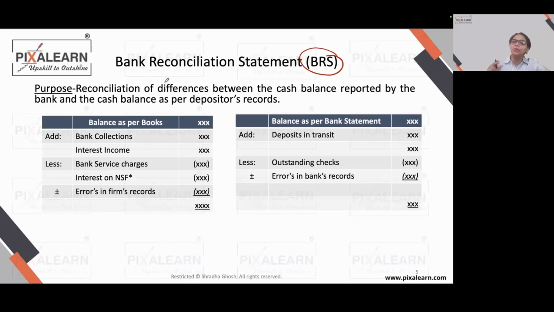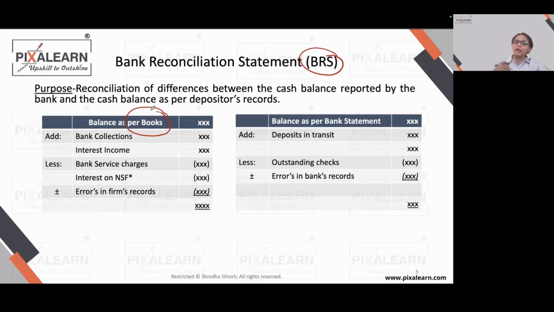Because there may be some genuine timing differences where you would have given the cash, but the bank would not have recorded it. So what we generally do as a common practice is we get the statement after 31st and then we take your records. So typically in the balance sheet, the figure that comes is as per your records.